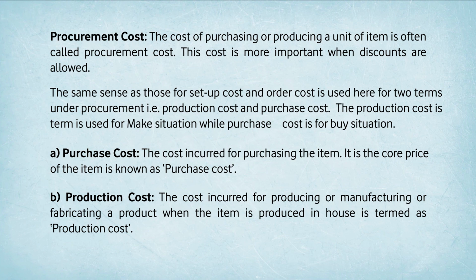Production cost is the cost incurred for producing, manufacturing or fabricating a product when the item is made in-house. When the cost is incurred for producing and manufacturing, it includes setup cost, machine cost, operator cost, power consumption cost, and material cost. These are all the overheads that come into calculating the production cost. So these items are added and this comes to the production cost.